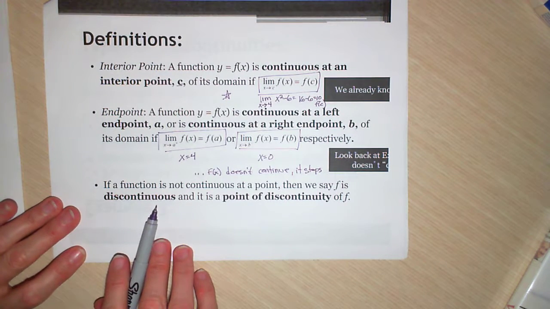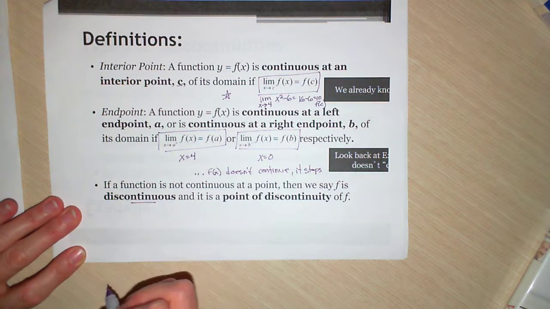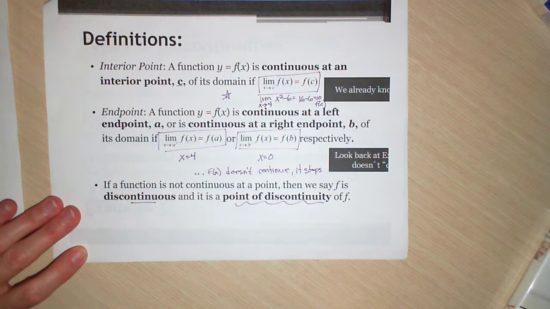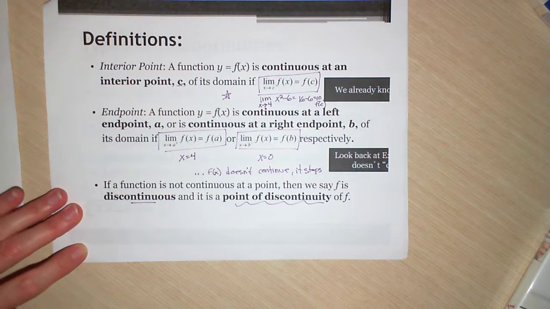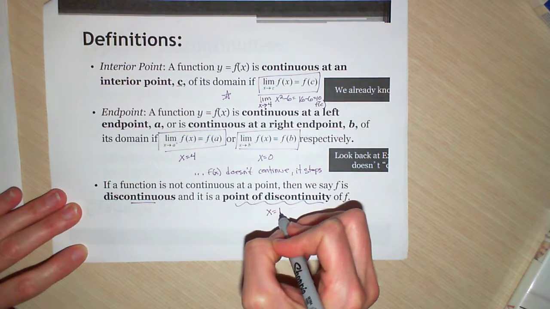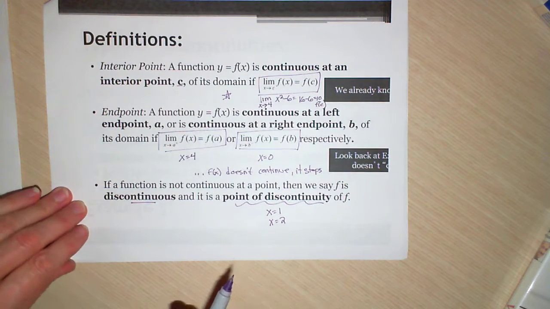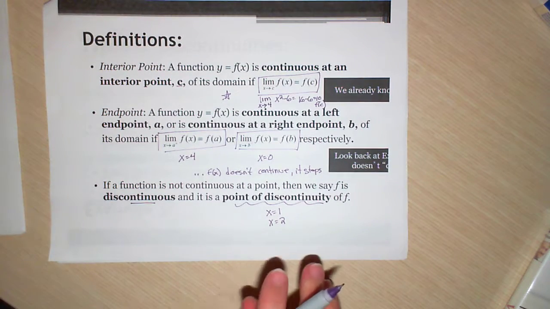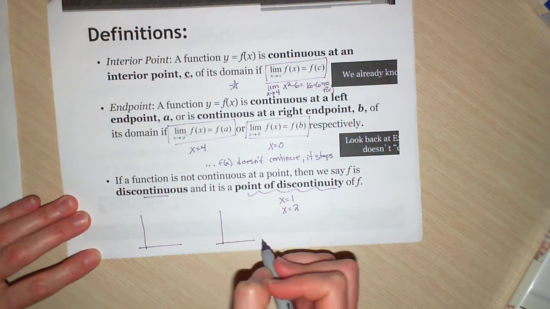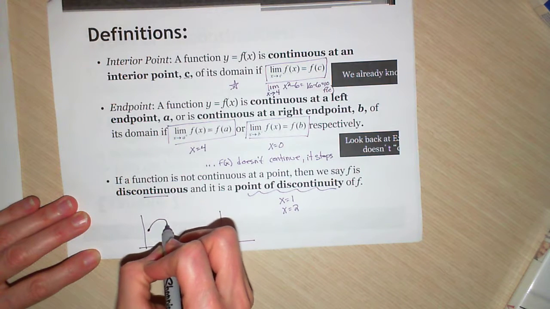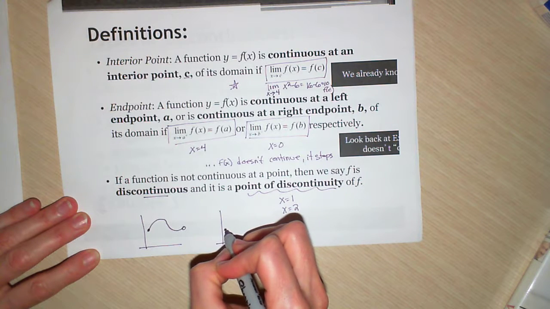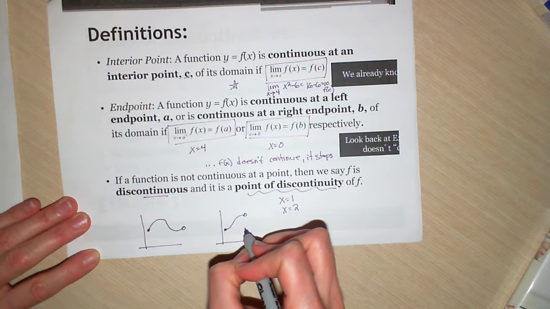So if a function is not continuous at a point, then we say that f is discontinuous, and the point of discontinuity is where it's discontinuous. So again, in that example 1, our points of discontinuity were x equals 1 and x equals 2. Okay, then in your notes, we have a section where they kind of talk about an example and a non-example. So an example would be something like that. A non-example would be something like this.